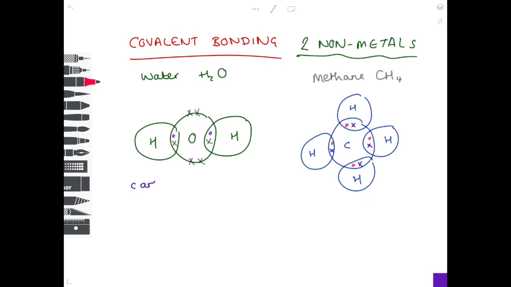Carbon dioxide is trickier, and I'll show you that example now. So remember, that's CO2.